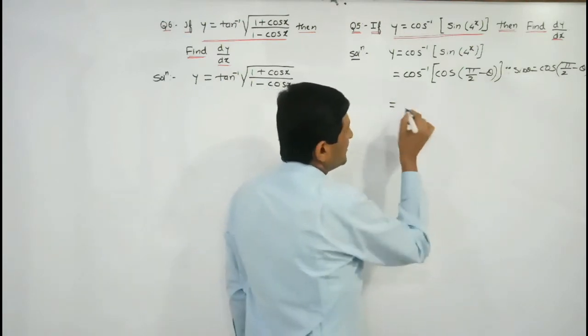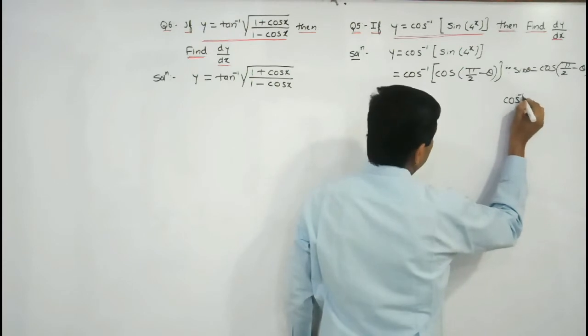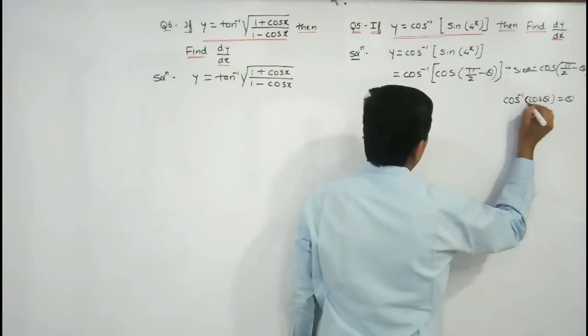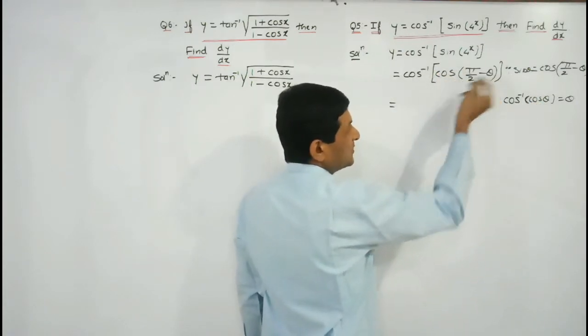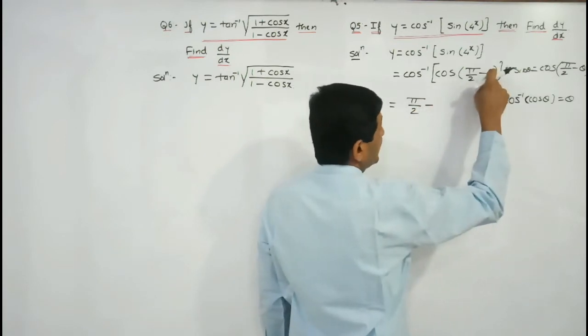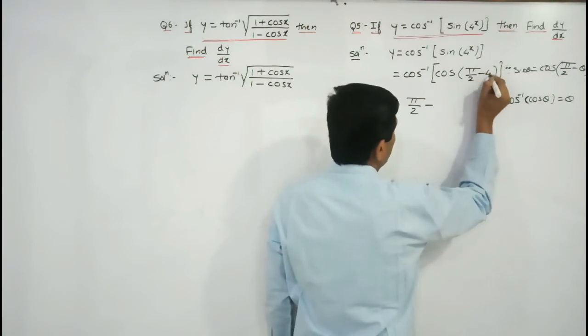So here, according to one of the properties of inverse trigonometric functions, cos inverse of cos theta will be equal to what? Theta. According to this property, here cos inverse and cos will get eliminated. The remaining term will be pi by 2 minus theta, but here theta is nothing but 4 raised to power x.